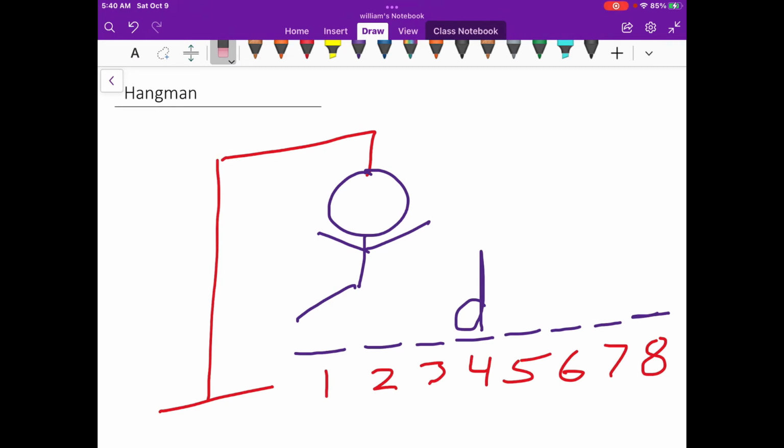For those of you who may think this game is kind of gruesome because literally it means hanging someone from a pole by their neck until they die, well, the kids don't see it that way. They just know that when the last body part is drawn, the game ends there.